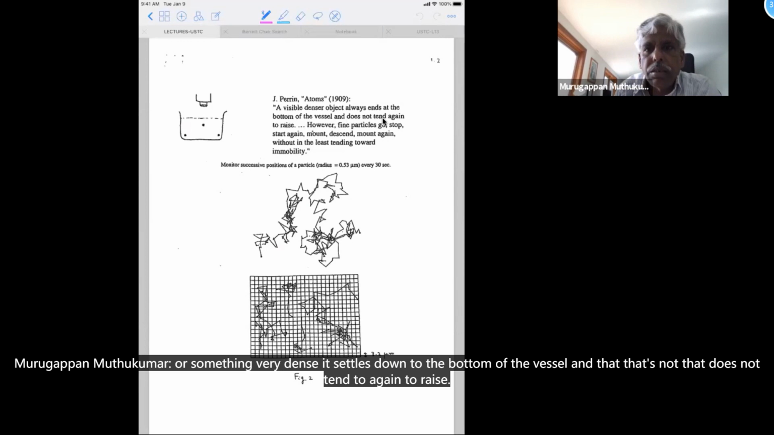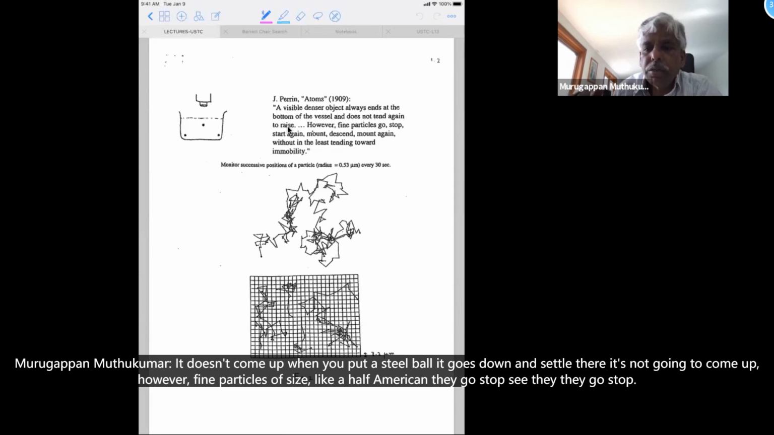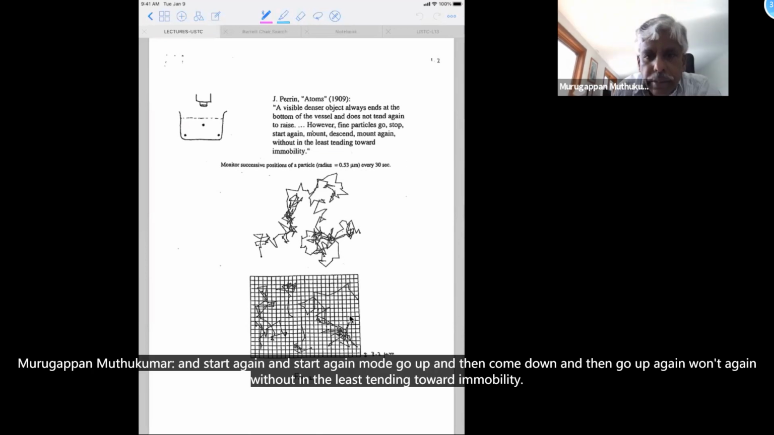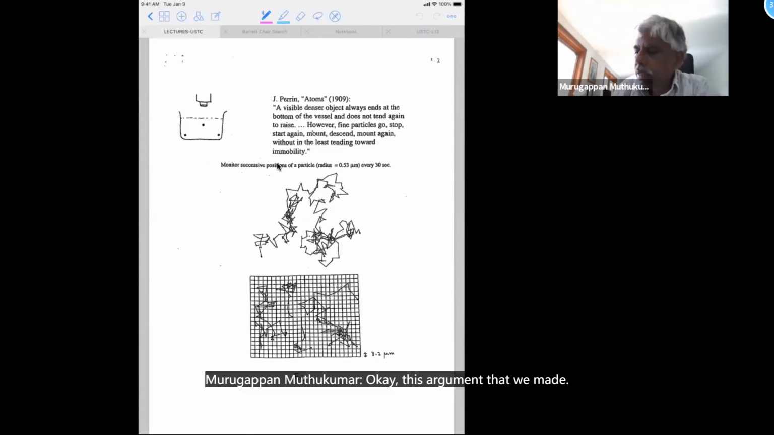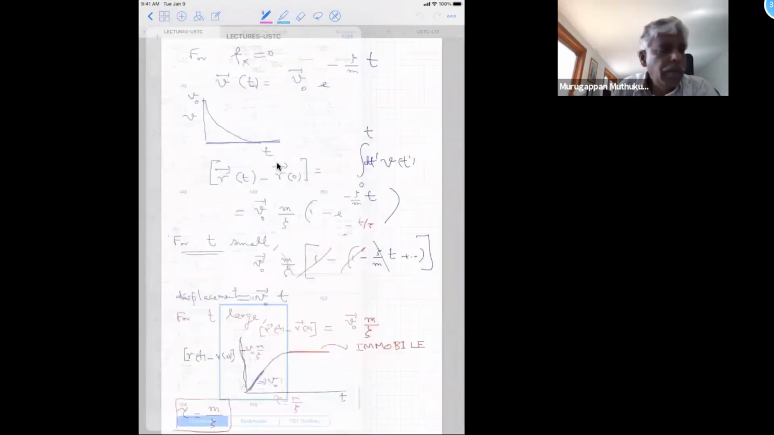And that does not tend to rise again. It doesn't come up. When you put a steel ball, it goes down and settles there. It's not going to come up. However, fine particles of size like half a micron go, stop, start again, then go up, and then come down, and then go up again, mount again, without in the least tending toward immobility. Okay, this argument we made is not seen.